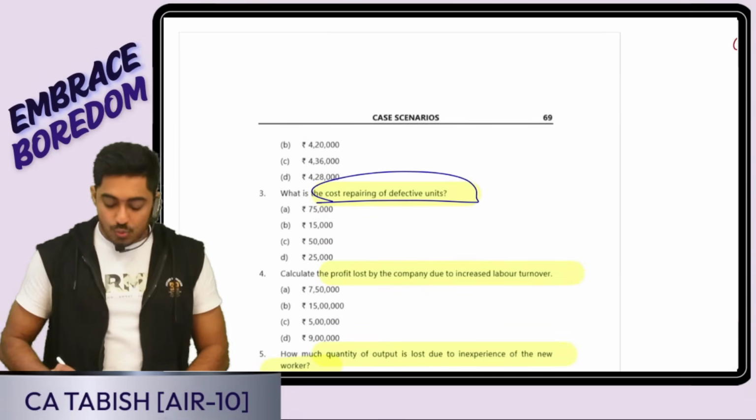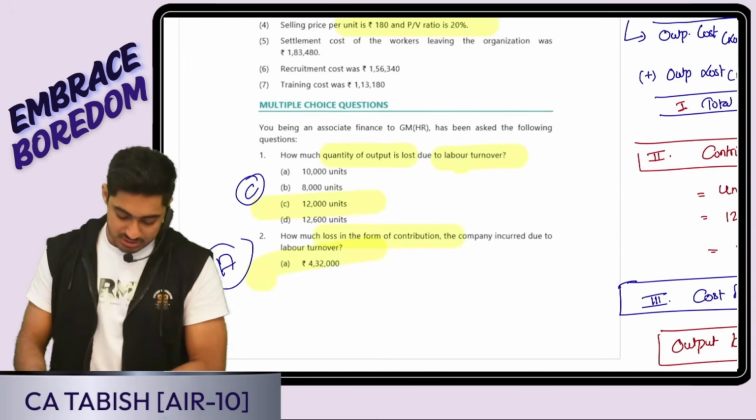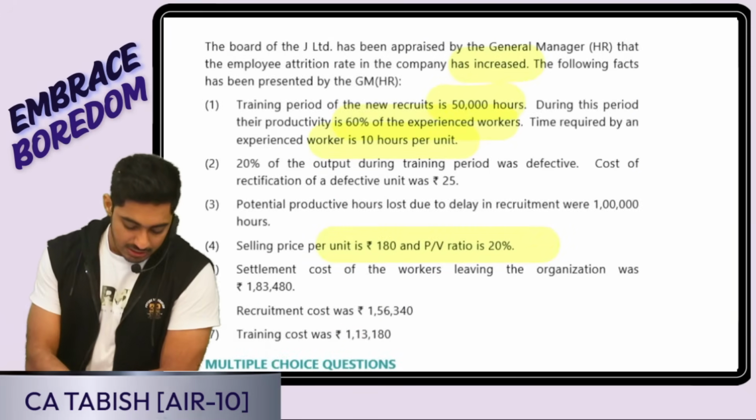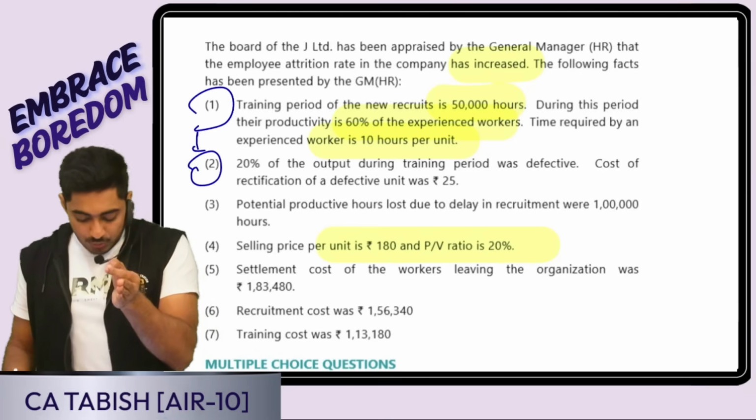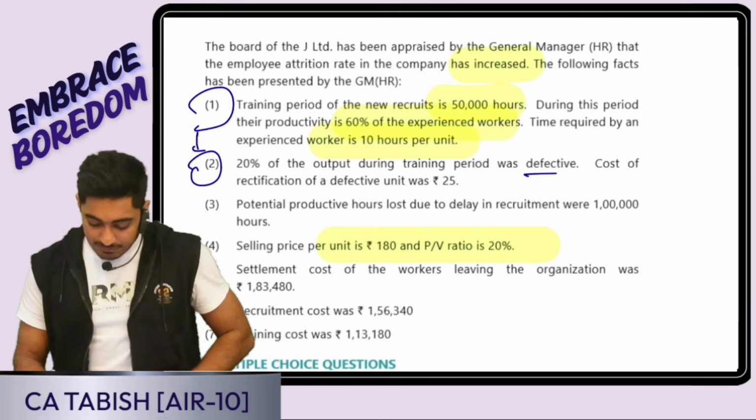Question C is, what is the cost of repairing these defectives? Now the first part is over. Let me come to the second part. 20% of the output during the training period was defective.